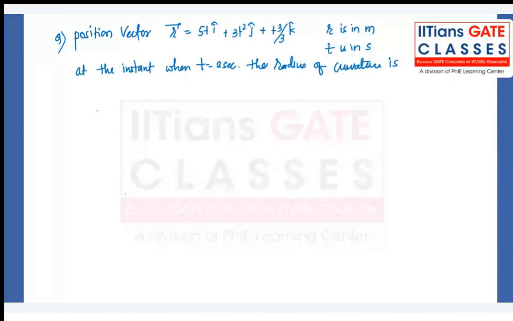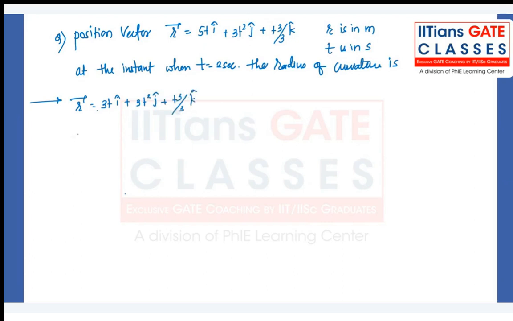Okay, try to solve this question. We got the value of r bar here. Velocity is not given, but r bar is given, so you should be able to calculate the v bar, right? And you can also calculate the a bar, acceleration. The position vector r bar is given like this. What is r bar? It is 5t i plus 3t square j plus t cube by 3 k. Okay.